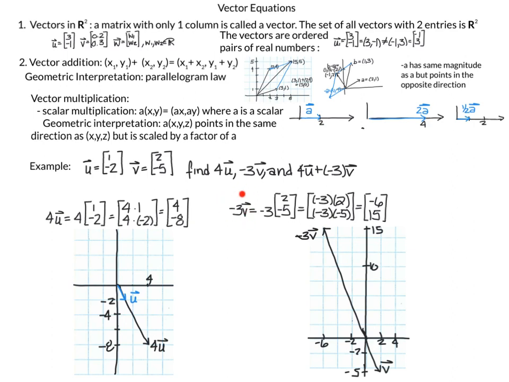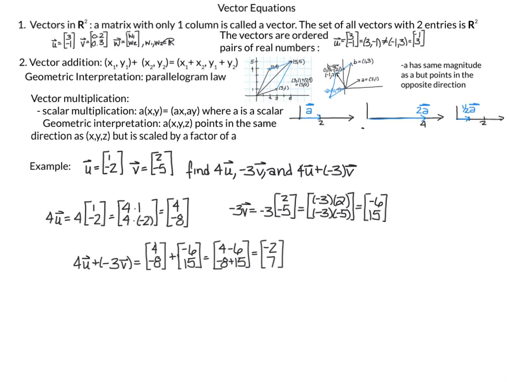Over here, I want to find -3v. So I have -3 times v, which is 2, -5. So that's -3 times 2 and -3 times -5, which gives me -6, 15. So here I've graphed my original v, which is 2, -5, and then I graph my -3v, which is -6, 15. So you can see they're in opposite directions. They should be on the same line if I had drawn it well. Opposite directions, and this should be 3 times as long as the original vector v.